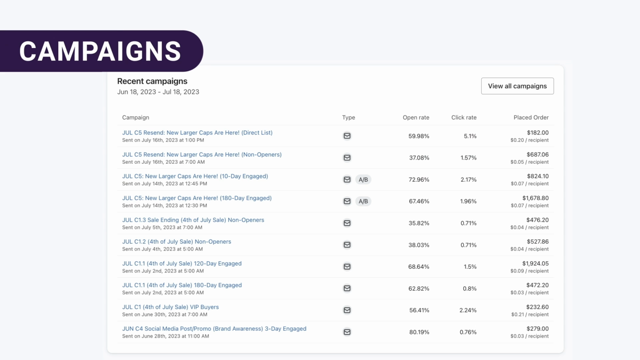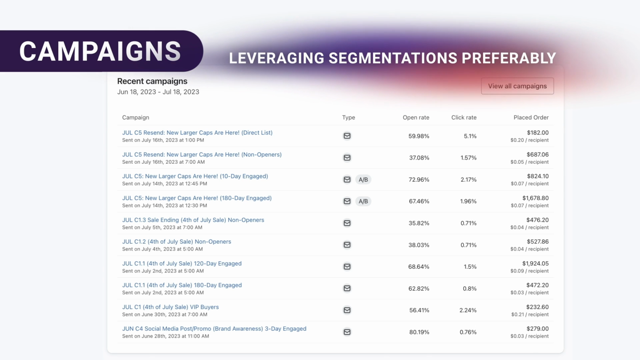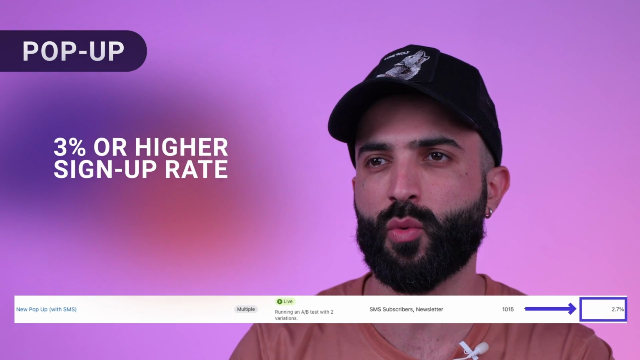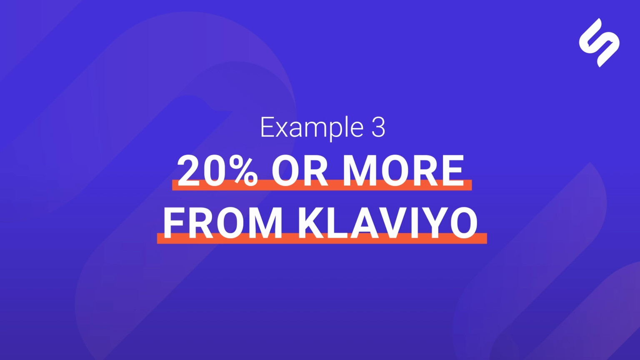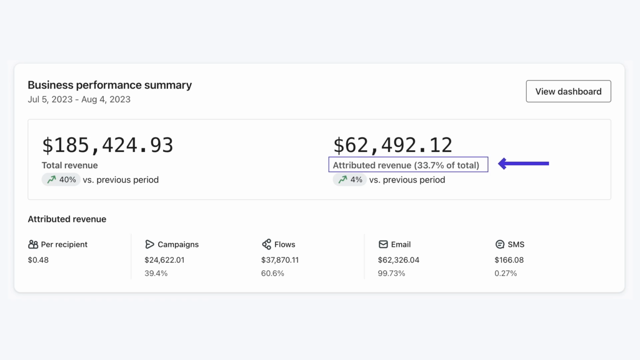Campaigns. They could send more campaigns from their account, preferably leveraging more segmentation. Pop-up. Their sign-up rate is fair, but we still want to aim for 3% or higher. Example number 3, 20% and more from Klaviyo. Now let's look at an account that's making over 20% in revenue from Klaviyo.